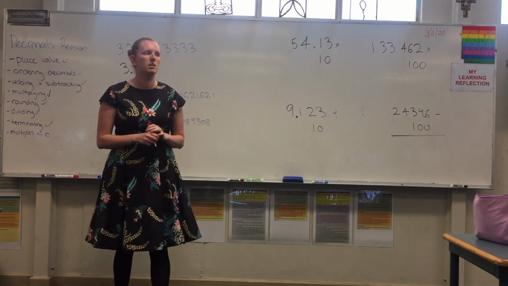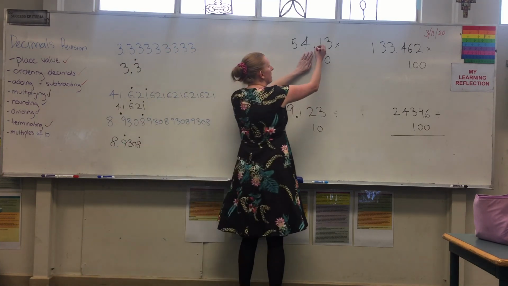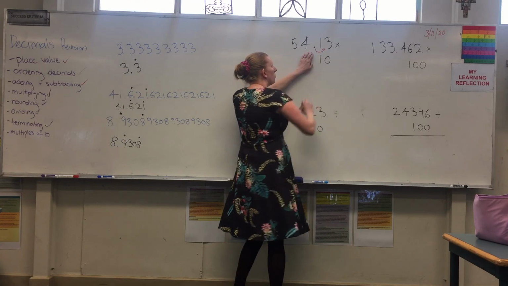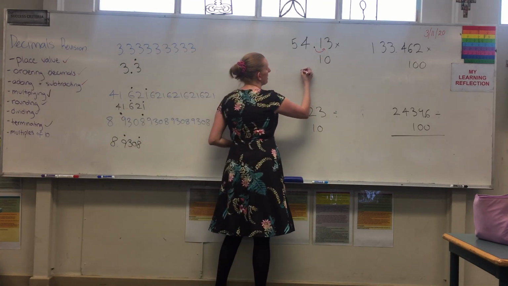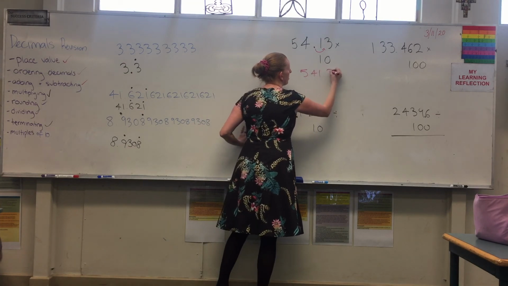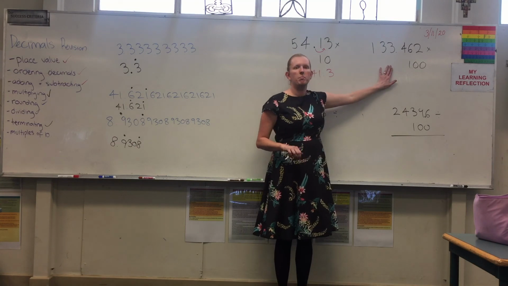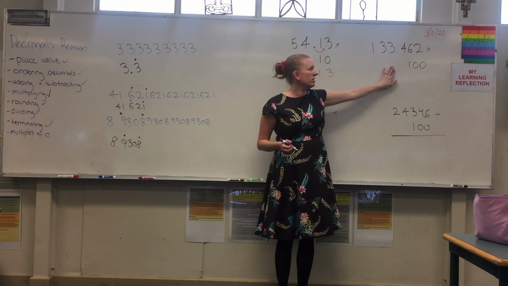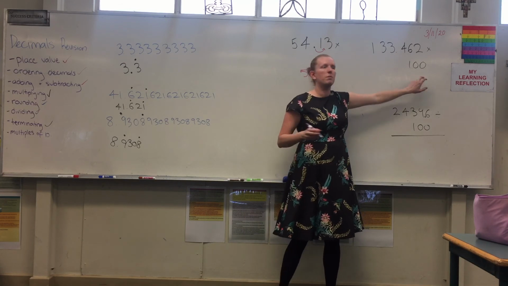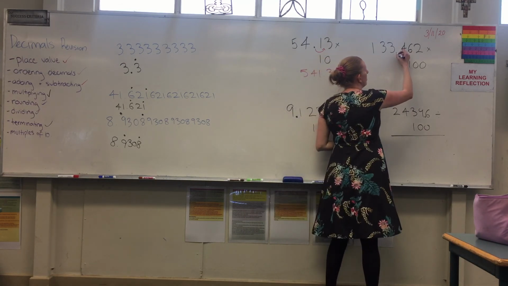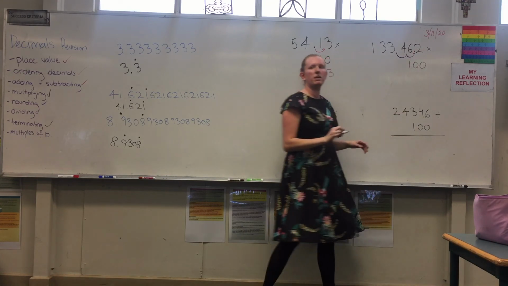Bigger. Cool. So if I multiply this by 10, all I'm doing is moving my decimal place one spot to make it slightly bigger. Therefore, my number becomes 541.3. If I'm multiplying any decimal by 100, how many zeros are there in 100? 2. That's how many places I'm moving my decimal. So now my number becomes much bigger.